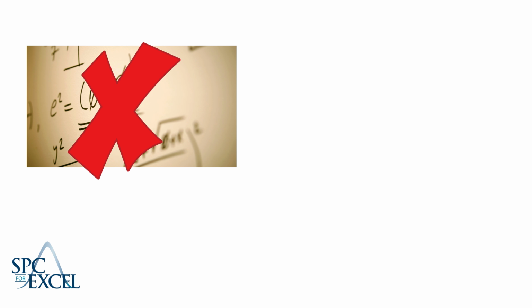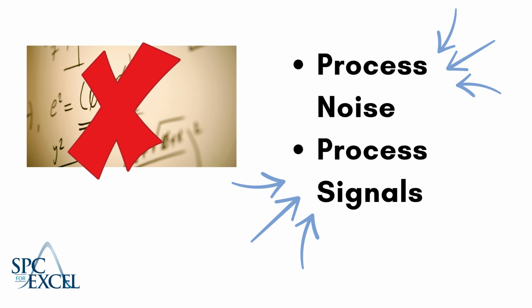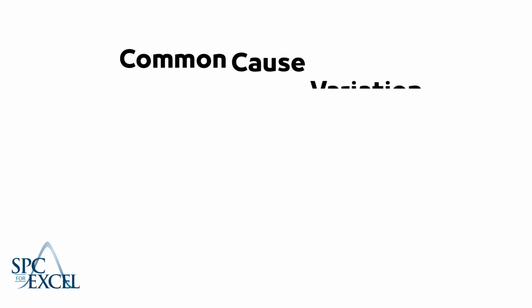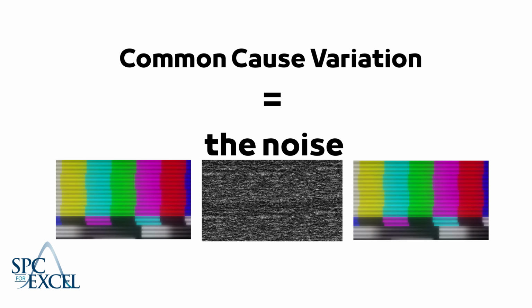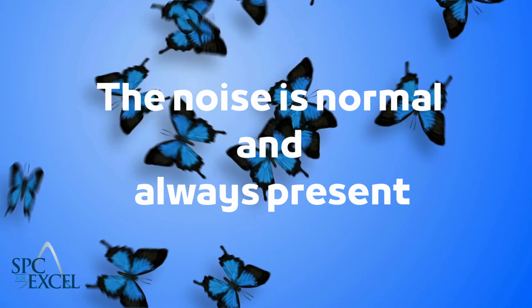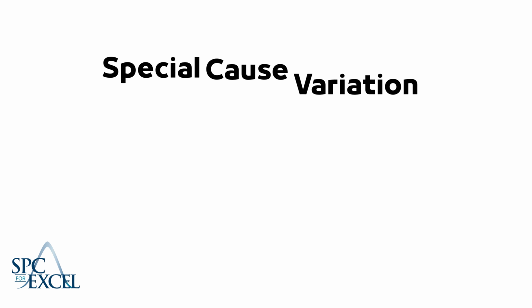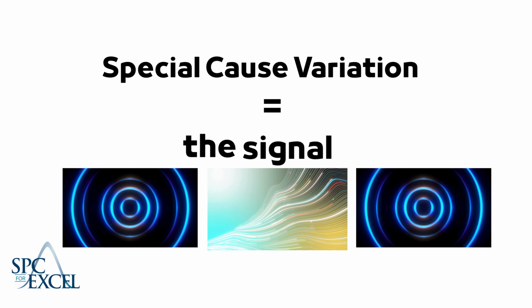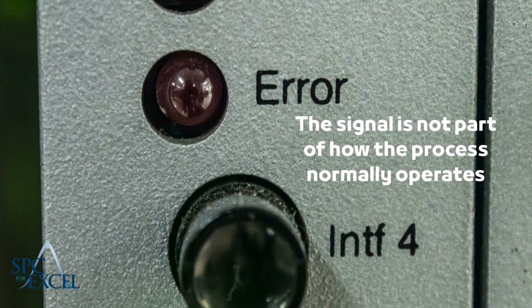As we discussed, SPC is not about formulas. It's about separating process noise from signals. The common cause of variation is the noise. These are normal variations that are always present in the process. Special cause of variation is the signal. Signals are something that is not usually there and not a part of how the process should operate.